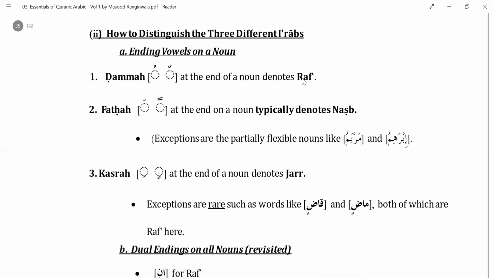Now how to identify the different i'rab? I said we have rafa, nasb, and jar, but how do I know that this word is in rafa, this word is in nasb, this word is in jar? You have to look at the ending of the word. If the word is ending in a dhamma or 2 dhammas, you can say the word is rafa. If it has a single fatha or double fatha, you will say it is in nasb. There are certain exceptions which we will see when we do flexibility. Maryamu, Ibrahimu are partially flexible, so they don't take a kasra. You cannot say Maryami. You have to say Maryama.